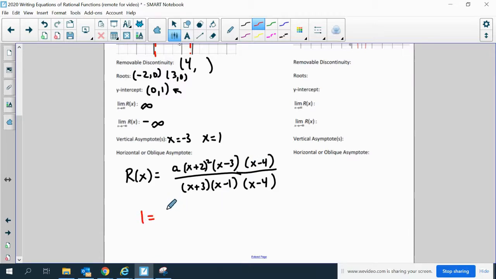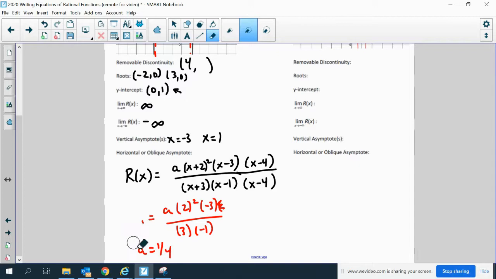So 0, 1. So I have 1 equals a times (x + 2)^2. Well, if I sub in 0, I get 2. If I sub in 0, I get negative 3. And I said I wasn't going to do that. If I sub in 0, I get 3. If I sub in 0, I get negative 1. So basically what happens is a ends up equaling 1/4 when you simplify all of this.